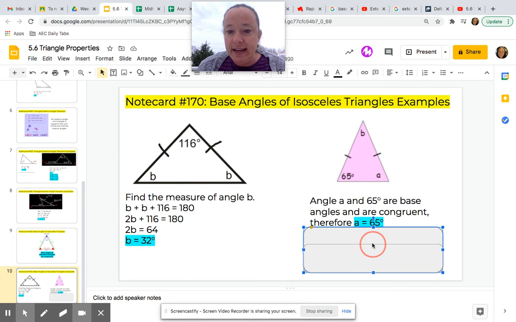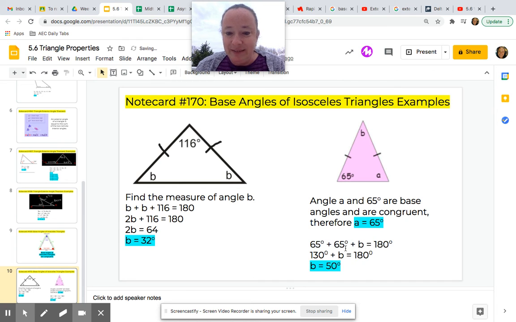We say, well, 65 plus 65 plus B has to equal 180 degrees. And then that's 130 plus B equals 180 degrees. Subtract 130, and we get that B is 50 degrees. So we know that this is 65 and this is 50.